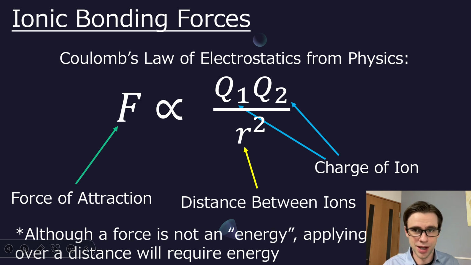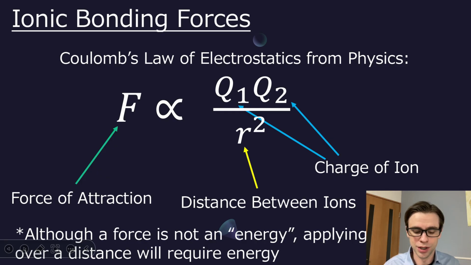Double Q1, double F. Double Q2, you also double F. If you double both of them, you're going to times 4F. Okay, then this is all divided by R squared. R is the distance between those ions, okay? So as they get closer, this right side of the proportionality will become larger.